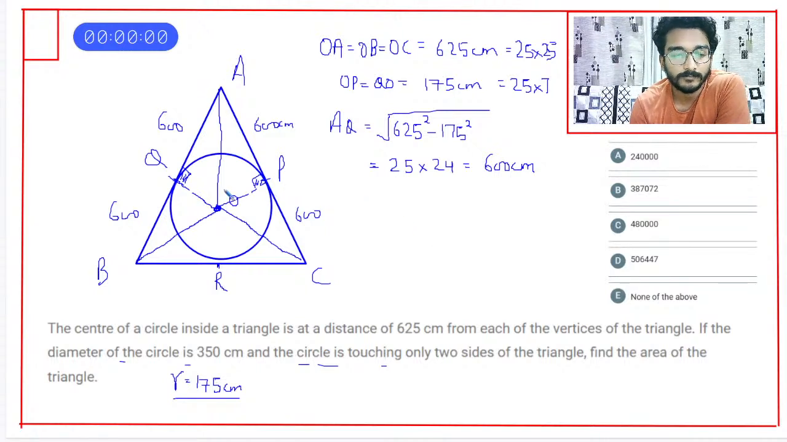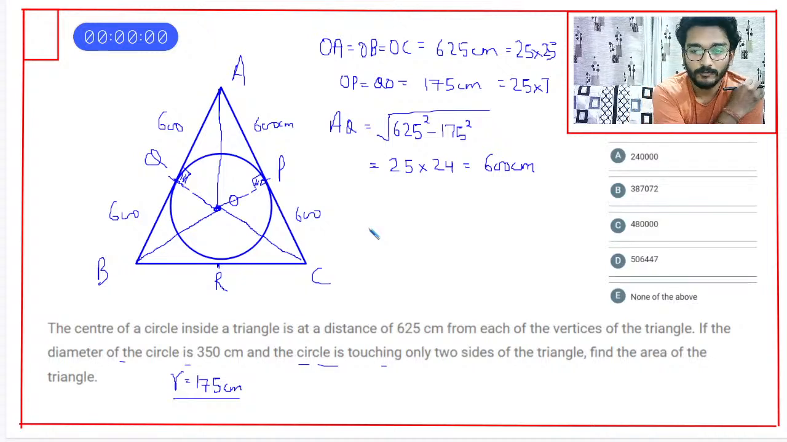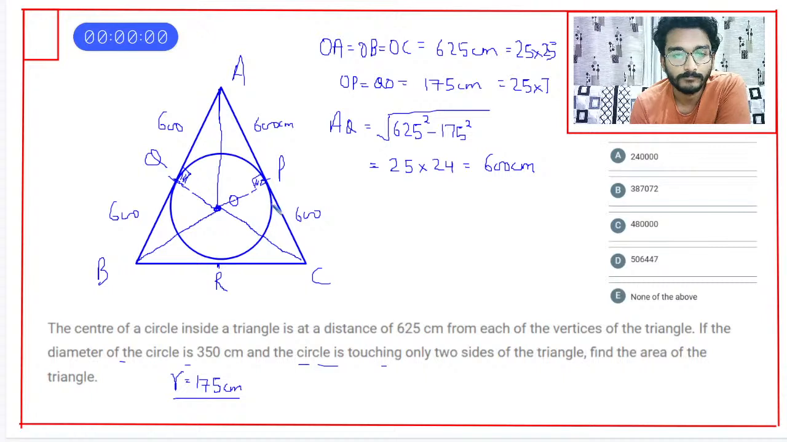Now, I know this thing also that, okay, this is fine. Now we have to find the area of the triangle. So we have to find the third side anyhow. And see, the center of the circle inside a triangle is at a distance of 625 from each of the vertices.